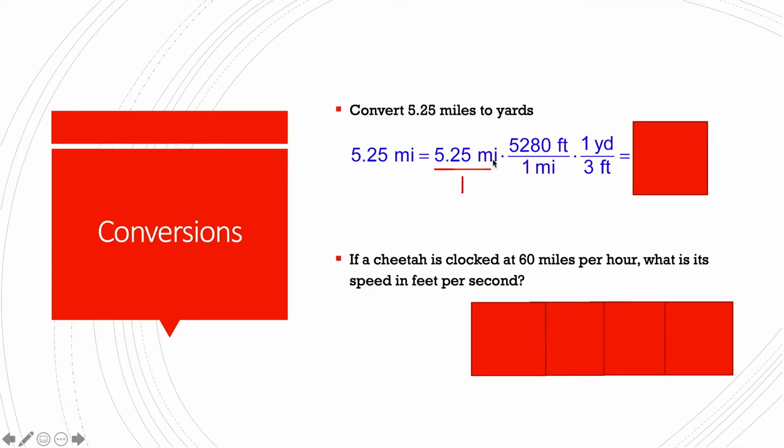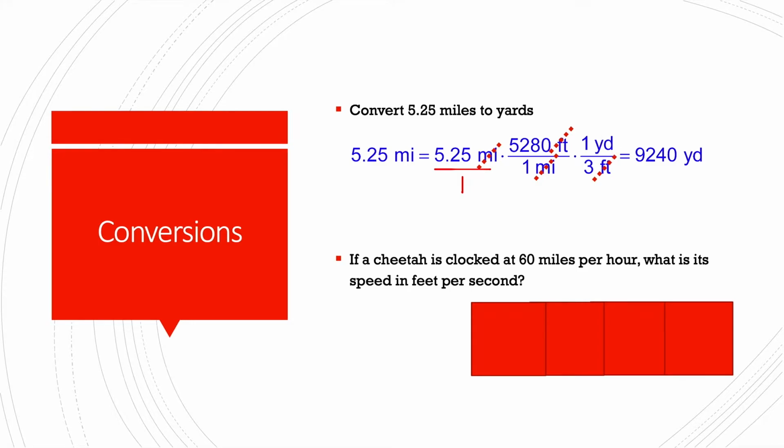Now, let me show you how the labels simplify. The miles, like I said, miles over miles, we're basically dividing it out. It would be 1. And then feet and feet again. So our unit that we're left with, if we multiply straight across, 5.25 times 5,280 times 1, all divided by 3, we get 9,240. And then as we can see, our label here is just yards.